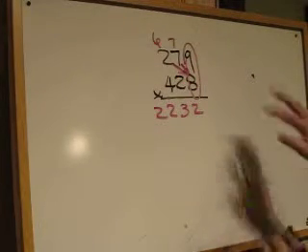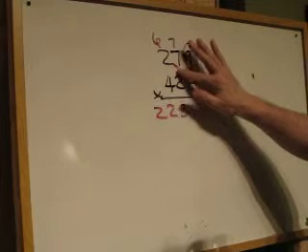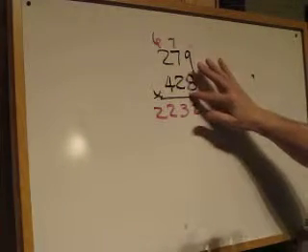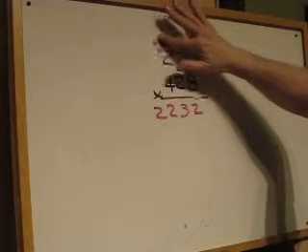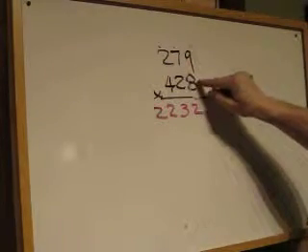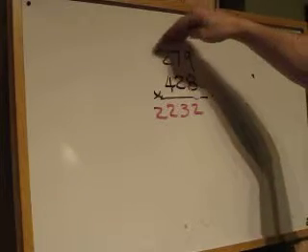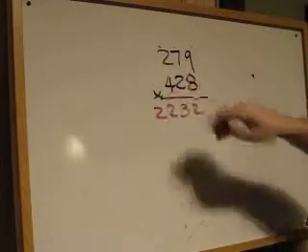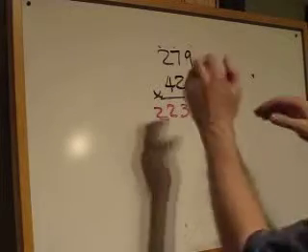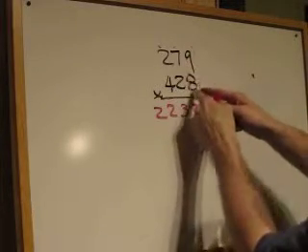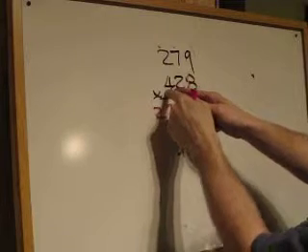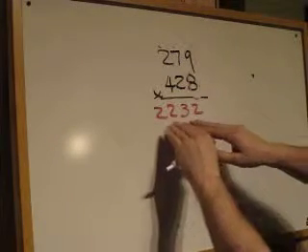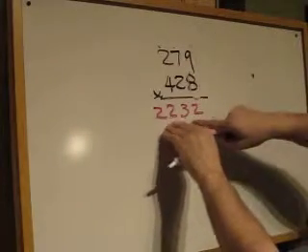Alright, so let's erase some of this mess here. So we've multiplied the 2, the 7, and the 9 in the top times 8. Now we're going to multiply the 2, 7, and 9 times the 2, then the 2, 7, and 9 times the 4. That's how multiplication works. You multiply the top number times each one of the place values in the bottom number. So this is 279 times 8, 2232.